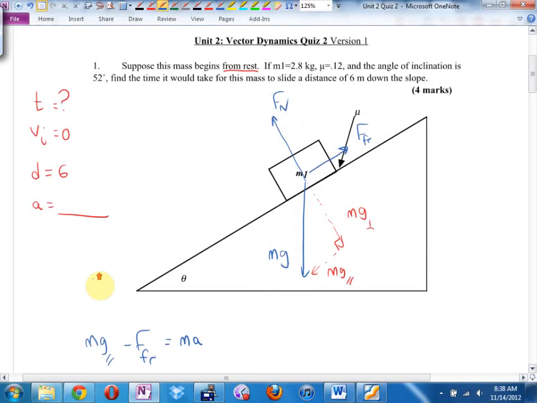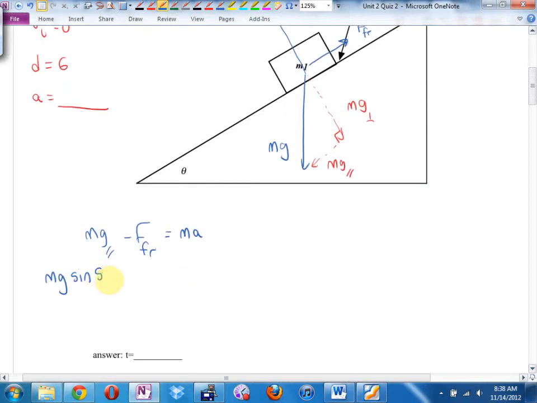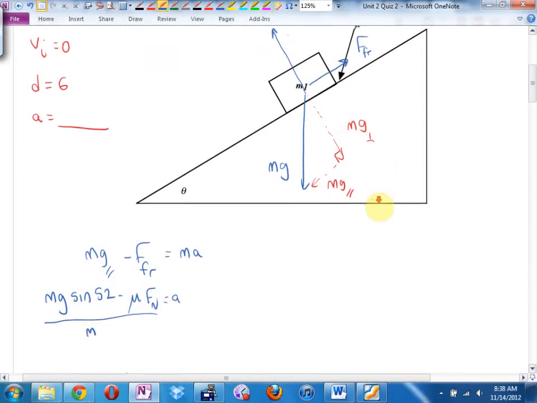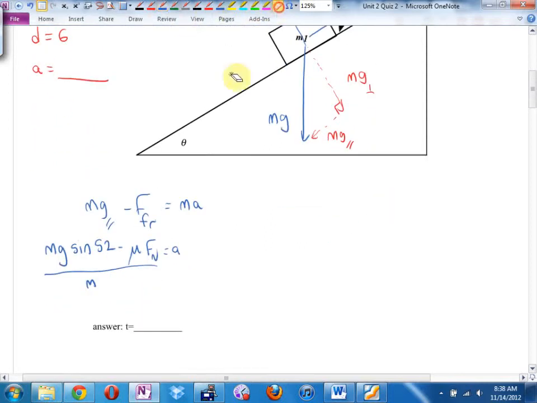What was the angle? I've scrolled down. 52 minus mu times the normal force. And if I divide everything by, not by A, Mr. Dewick, by M, I'm good to go. I don't know the normal force. Oh, but look. Dylan, I know another force the same size as the normal force, mg perpendicular. So really what I could have written right here instead of Fn, I could have written mg perpendicular, which I think ends up being mg cos.